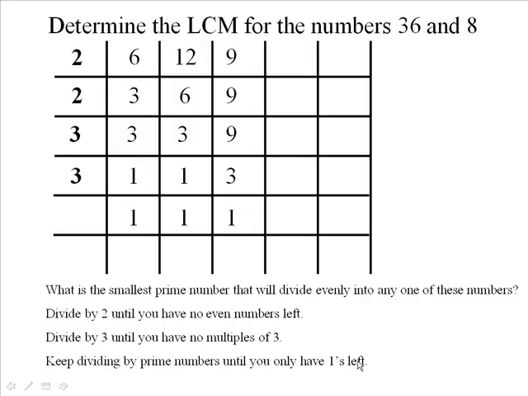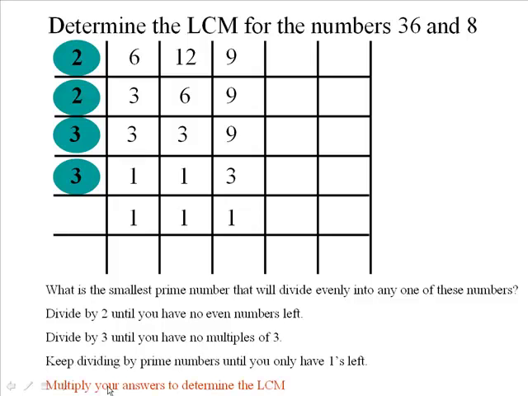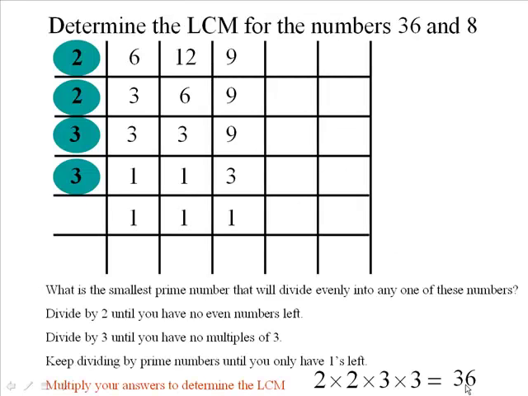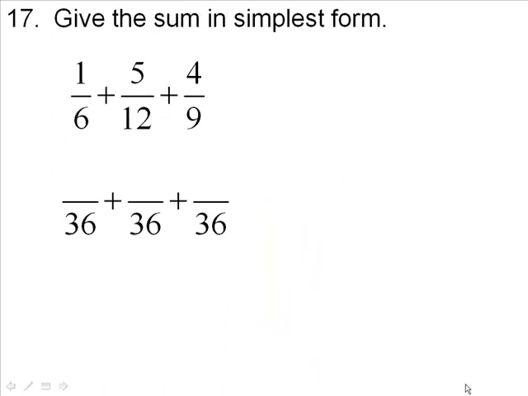Now the next instructions: these are the numbers that were my answers. If I multiply my answers together, the 2, 2, 3, and 3: 2 times 2 is 4. 4 times 3 is 12. 12 times 3 is what? 36. This is the least common denominator. Going back to my original problem, 36 is my least common denominator that I figured out back here. So I'll put a 36.